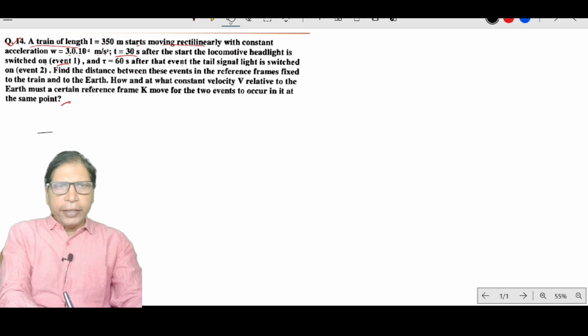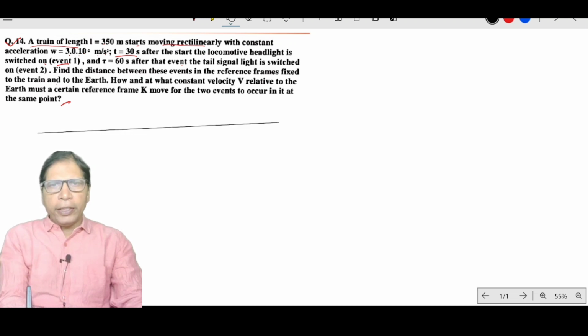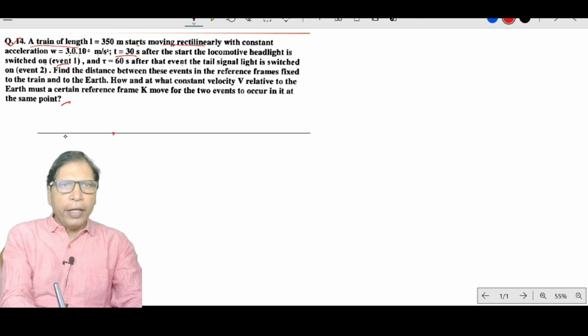Look at this. Suppose this is the line of motion of the train. This is A and B, the initial position of the train. After 30 seconds, the position of A is A1 and the position of B is B1. And 60 seconds later, the position of A1 becomes A2 and B1 becomes B2.